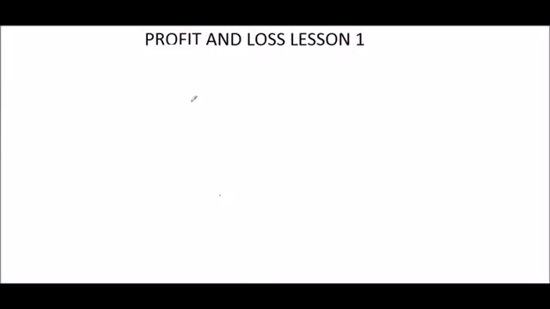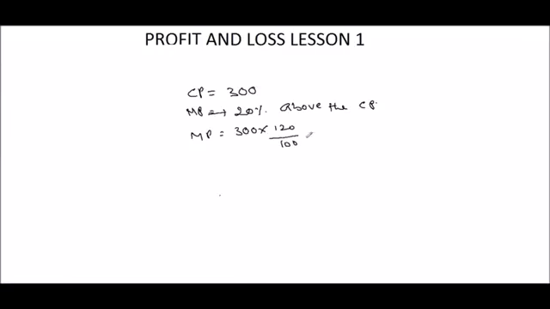Now let's discuss the market price and the discount concept also. We will go with an example. A trader purchases a product, the cost price is let us say 300 rupees, and he wants to mark the product 20% above the cost price. In this case, the market price will be 20% above the cost price, that is 300 into 120 by 100. All of you know this. Now the market price is 360 rupees.